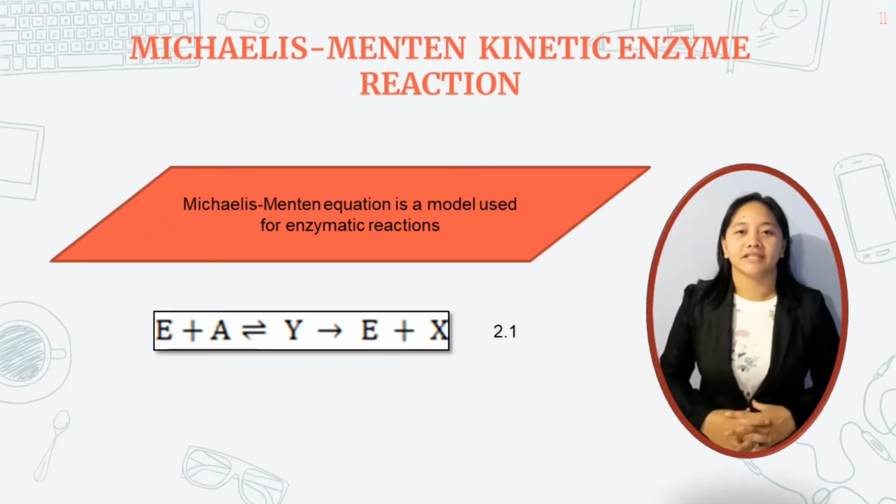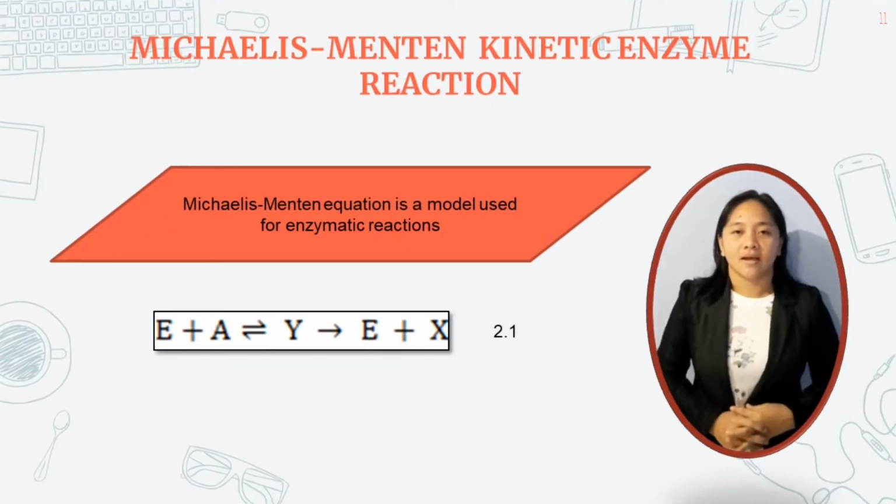Michaelis Menten equation is a model used for enzymatic reaction. This model approximates the original dynamic by assuming the concentration of the enzyme remains constant. In this mechanism, a substrate A is reversibly bound to an enzyme E to form an enzyme substrate complex Y that reacts irreversibly to produce a product X and release the enzyme E.